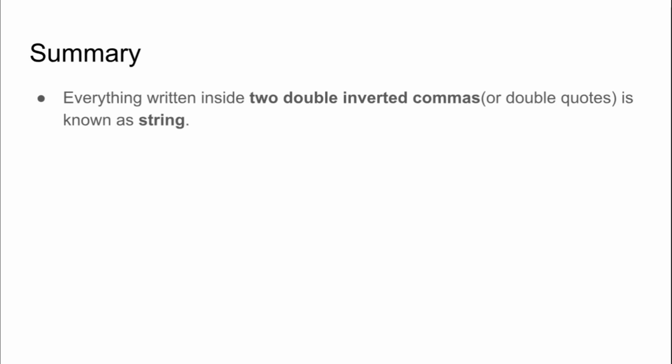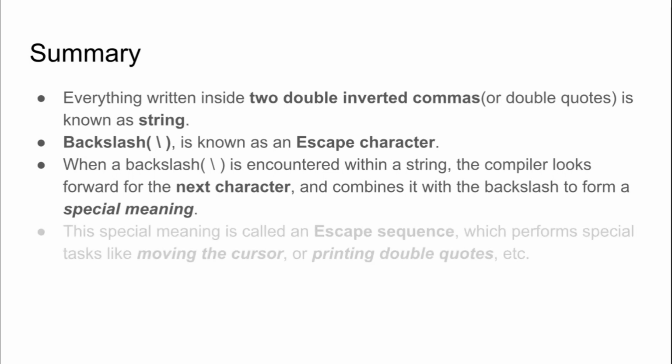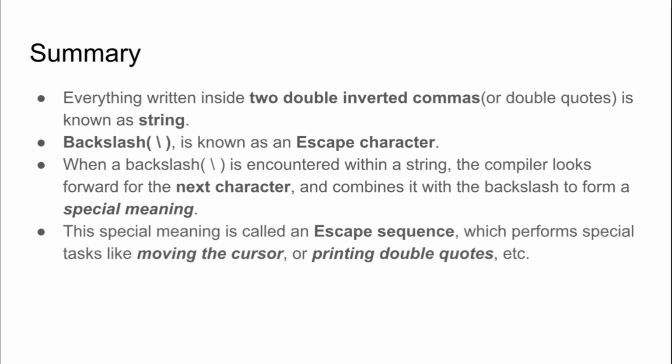Now let us see the summary of this video. So everything written inside two double inverted commas or double quotes is known as a string. Now a backslash is known as an escape character. So when a backslash is encountered within a string, the compiler looks forward for the next character in the string and combines them to form a special meaning. This special meaning is called an escape sequence, which performs special tasks like moving the cursor, printing double quotes, etc.